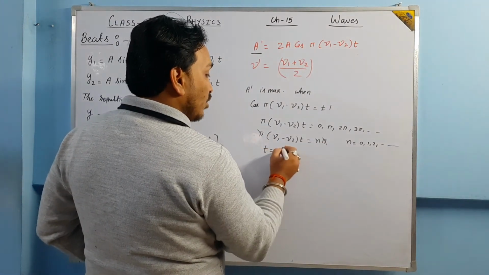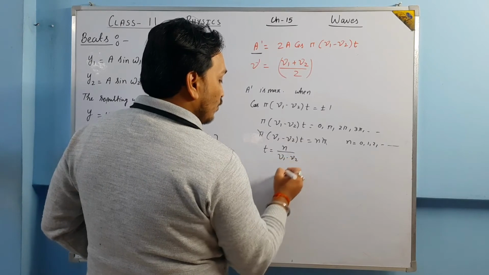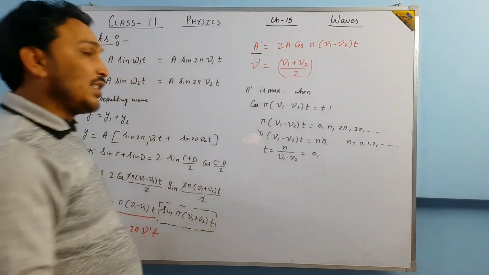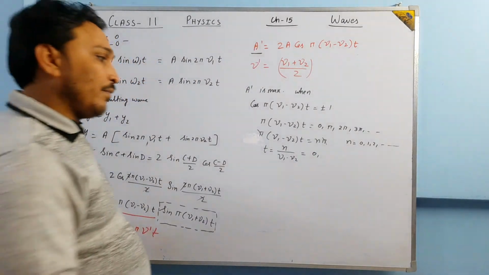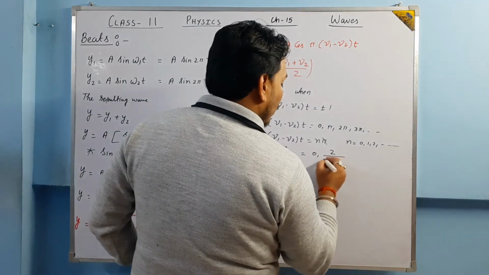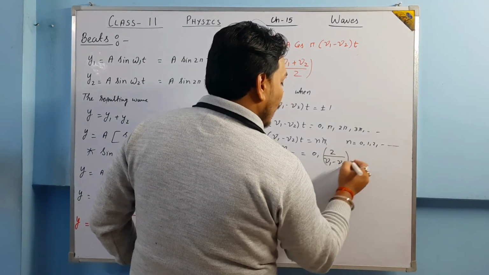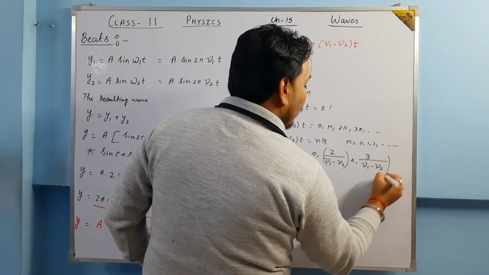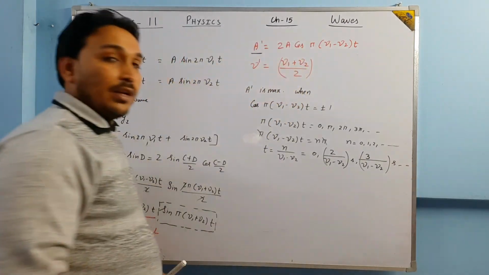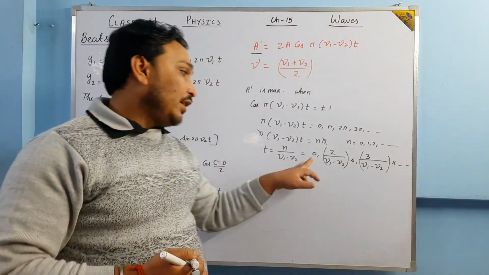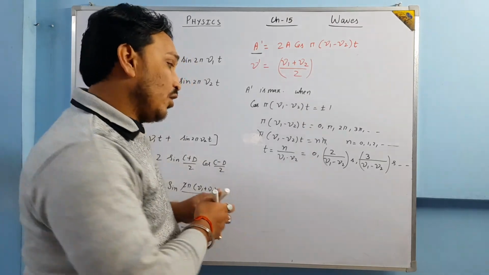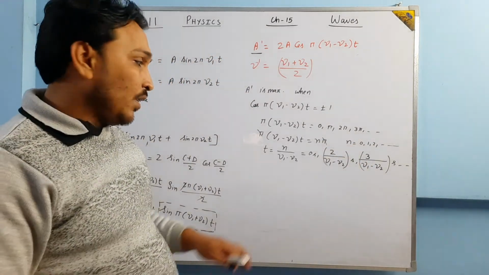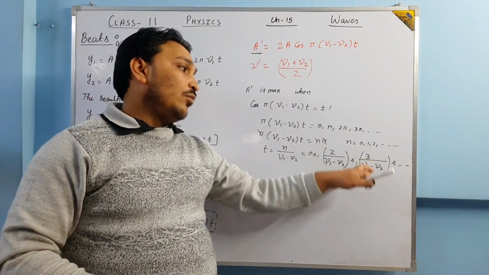From here the value of t comes out to be n upon (nu1 minus nu2). And since n starts from 0, the first maximum will occur at t is equal to 0 second. The second maximum will occur at 1 upon (nu1 minus nu2) second. The third maximum will occur at 2 upon (nu1 minus nu2) second. Similarly, it will go on like this. I have put the value of n as 0 because n starts from 0.